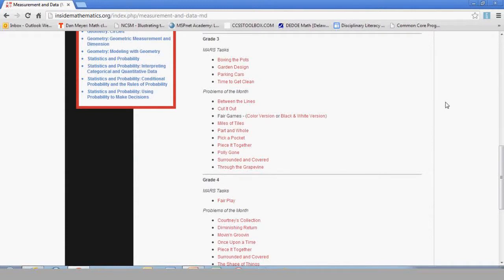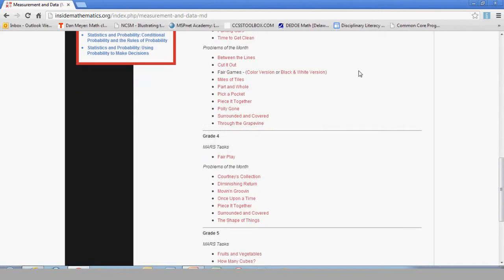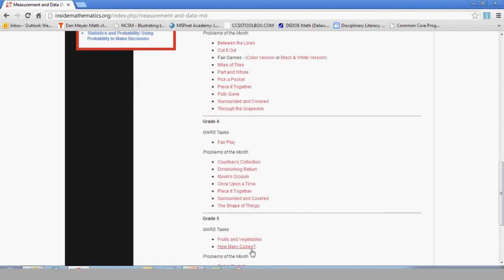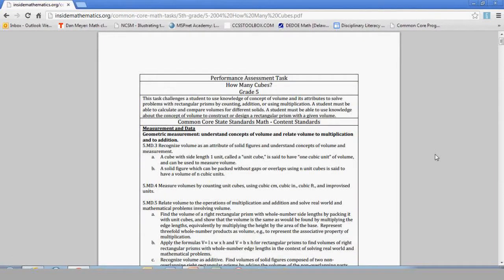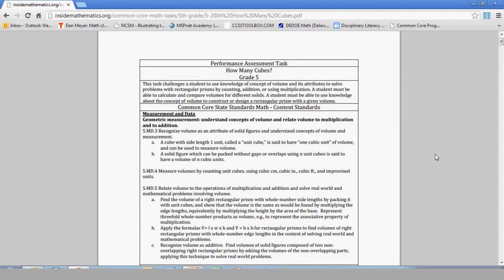And so you'll see here a couple of pieces, some tasks from the MARS project, which is the Mathematical Assessment Resource Project, as well as some from their Problem of the Month. And some of these are PDFs, but I was looking to see, yeah, here's one with volume, how many cubes? And so when you click on that, it'll take you to a performance task that assesses some of the standards we have just been talking about in terms of volume and understanding this concept of volume and multiplication.